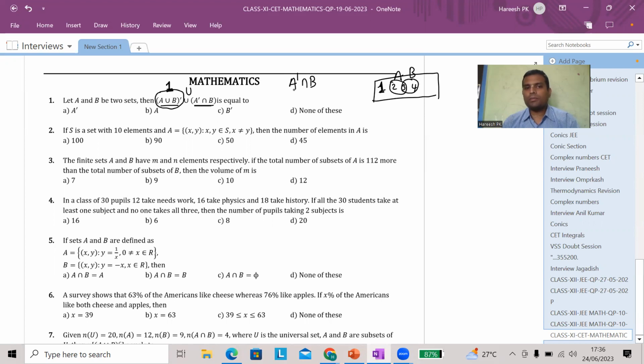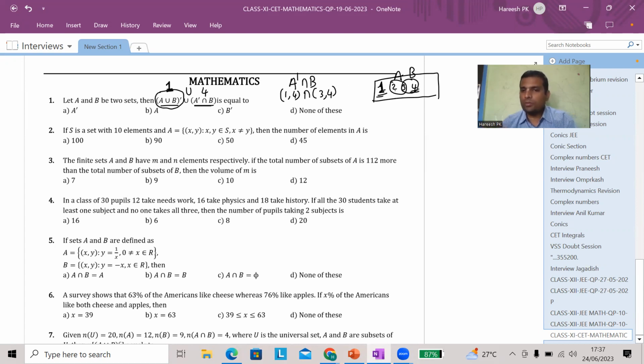So A complement, A is region 2 and 3. So A complement will be region 1 and 4. And that intersection with B. B is 3, 4. So the common region between both is nothing but 4. So our final answer for this entire expression is region 1 as well as 4.